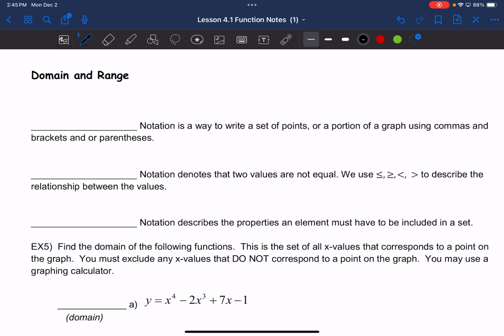So I want to go over all the different notations just in case it's one you haven't used in a while. So first is probably the most commonly used, which is the interval notation. An interval notation is a way that you would write a set of points or a portion of the graph using commas, brackets, and parentheses. So in the past, you may have written this as something like -3 to 4, right?